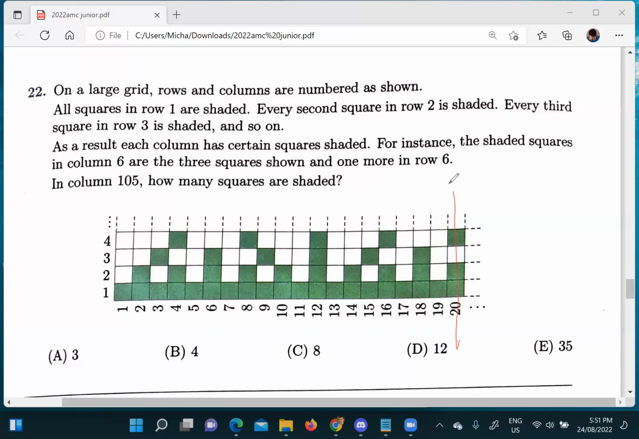Row 5 has a square every 5, right? 5, 10, 15, 20. Yeah? Oh, yeah. So row 5 does have a square on column 20, yeah? What about row 6? Does row 6 have a square on column 20 or not?